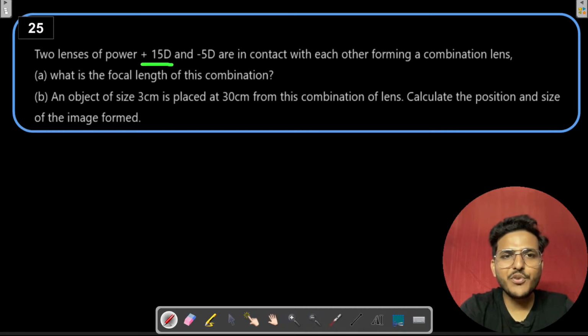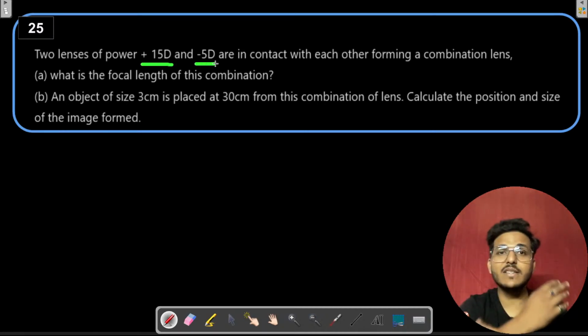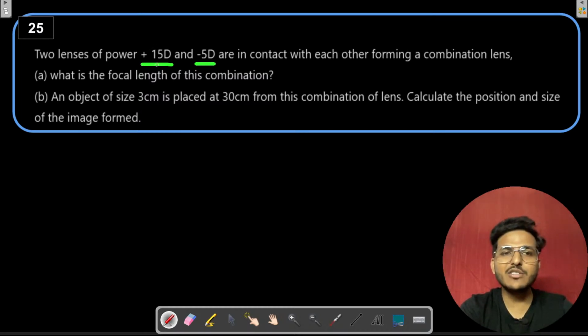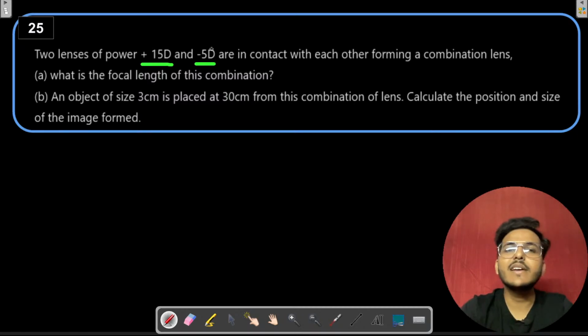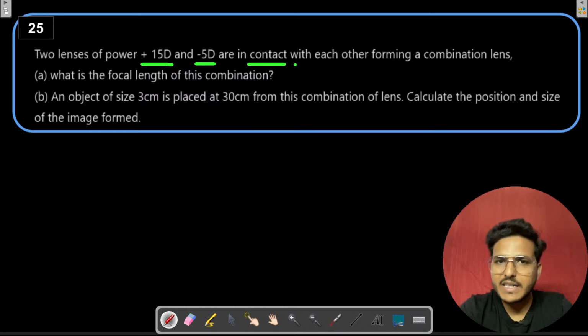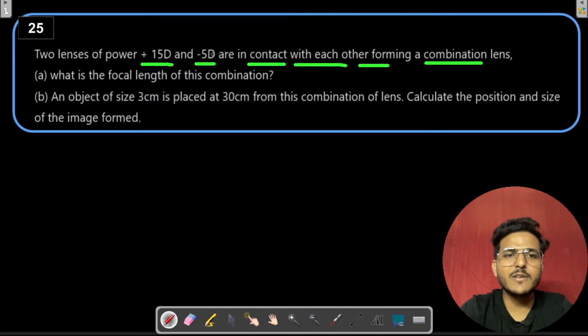Two lenses having power 15 diopter and minus 5 diopter. As you know, positive 15 diopter means it's a convex lens, and negative 5 diopter means it's a concave lens. They are connected with each other, forming a combination of lens. What is the power? It is positive 10 diopter. That means it behaves like a converging lens.